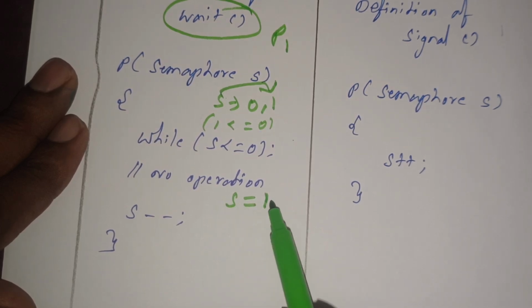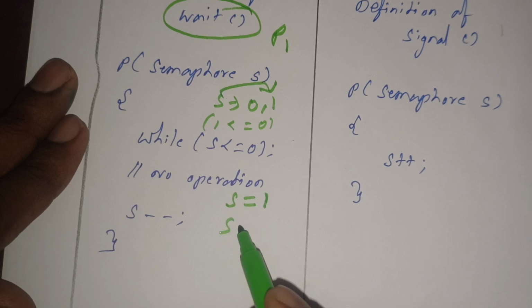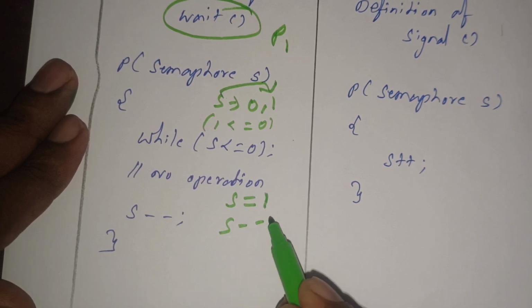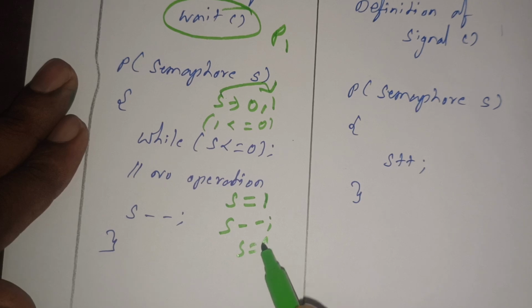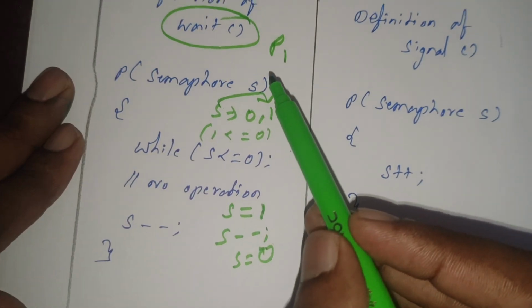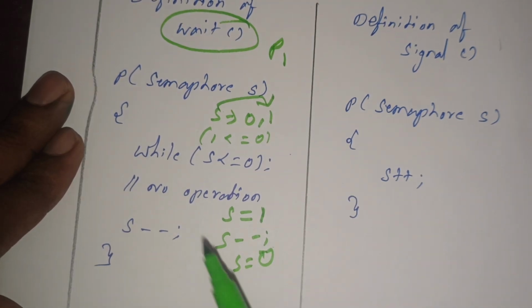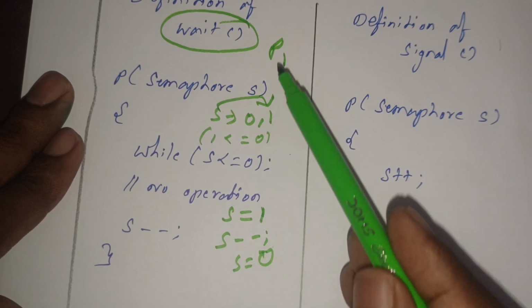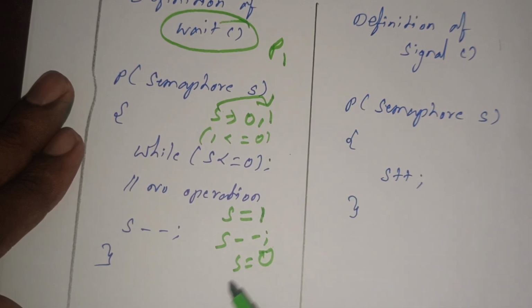What will happen? S is now 1. Now S is decremented. That means S will become 0. Now assume P1 is inside and some other process is approaching this semaphore. What is the value of the semaphore? P1 has made the semaphore value 0.